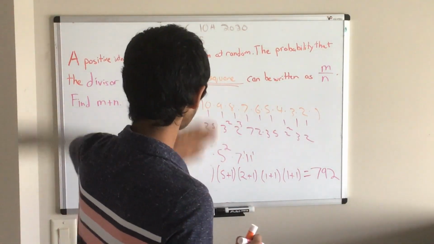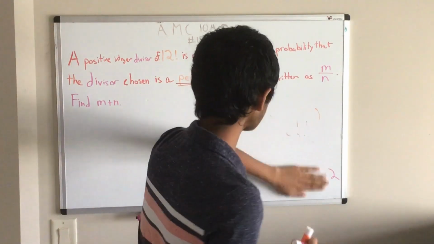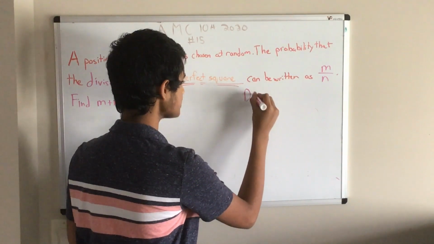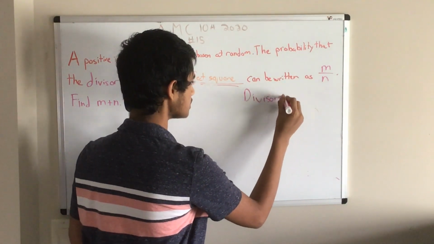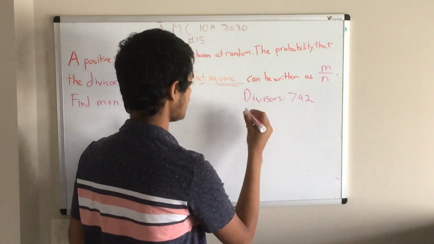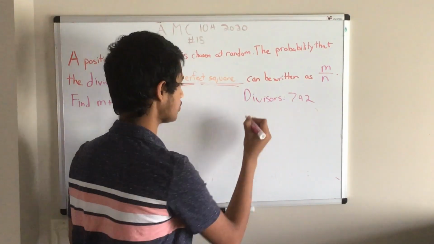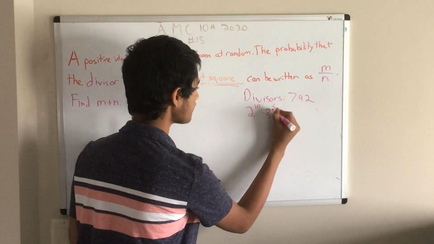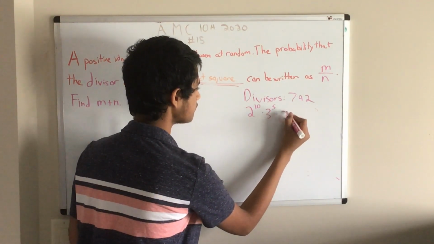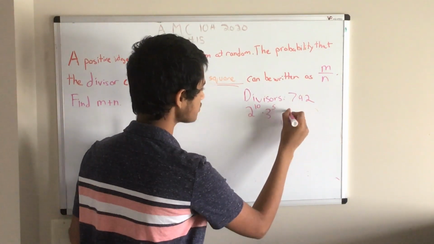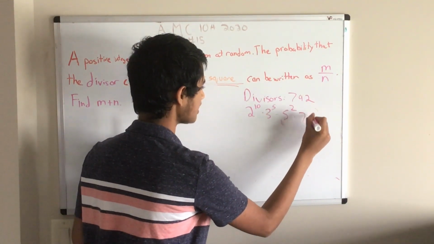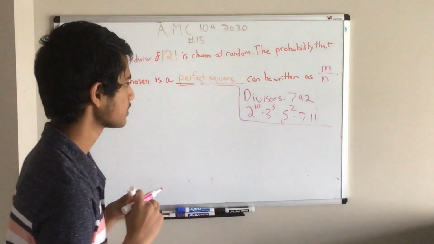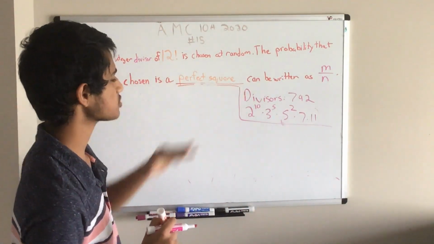So now let's try finding the total number of perfect squares. We're going to keep a note over here that the total number of divisors is 792, and we're also going to keep a note of what the prime factorization was. It's 2 to the power of 10 times 3 to the power of 5 times 5 to the power of 2 times 7 times 11. We're just going to keep that as a note because it's going to be really helpful. And now we want to find the total number of perfect squares.